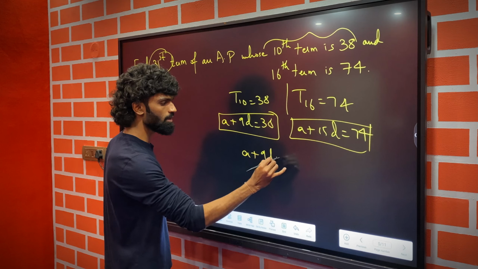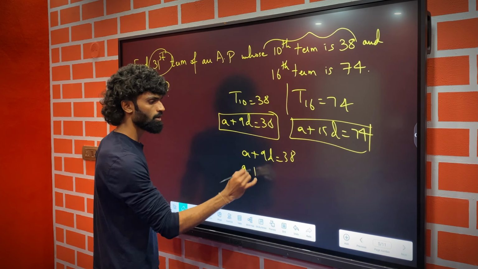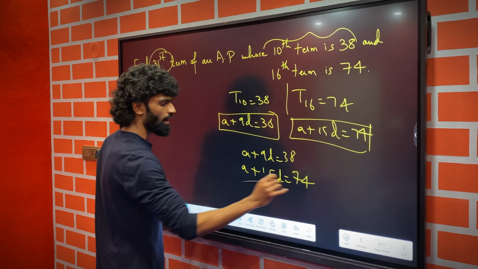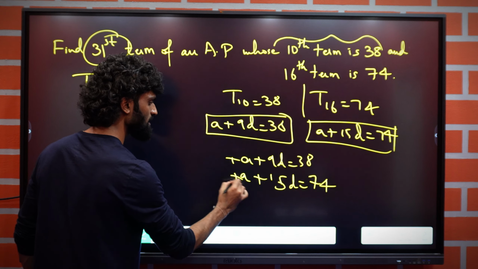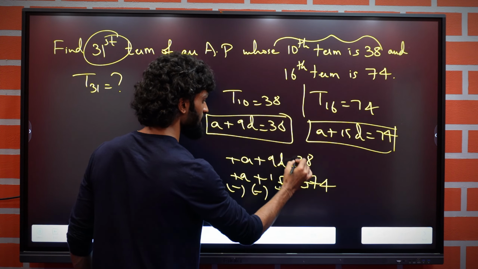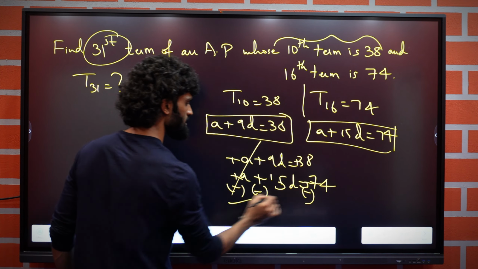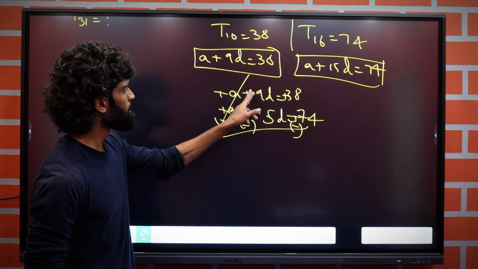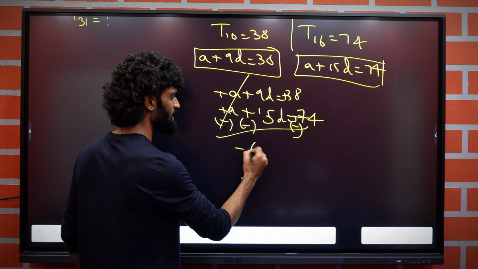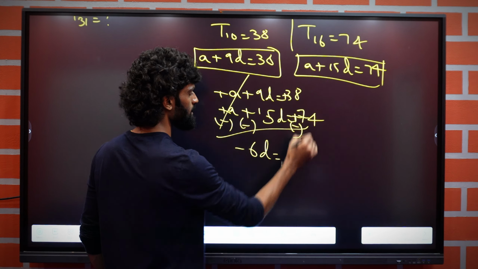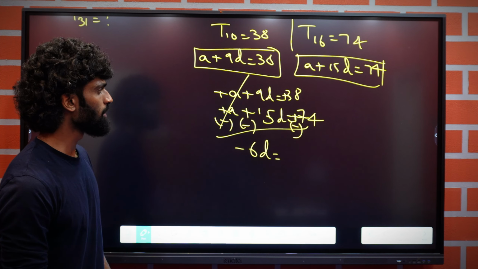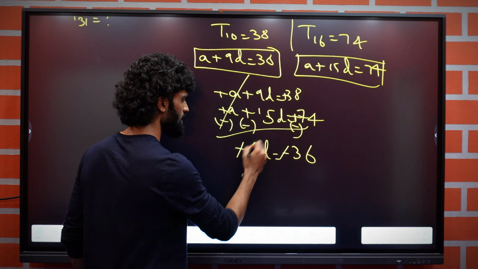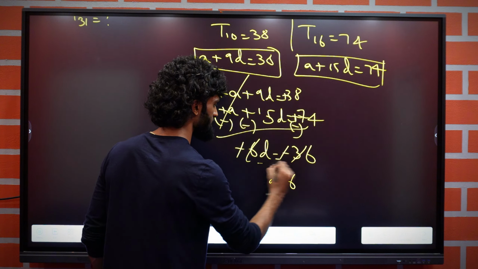A plus 9D equals 38. A plus 15D equals 74. I'll have to change the signs. That's your easiest part in fact. A gets cancelled. Plus 9D minus 15D gives you minus 6D equals 38 minus 74. Do the math. Minus 74 plus 38 gives you minus 36. Minus 6 gets cancelled. D's value equals 6.